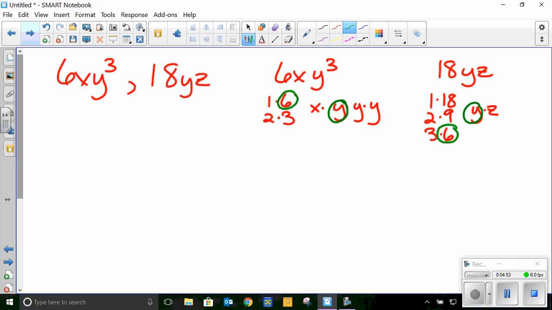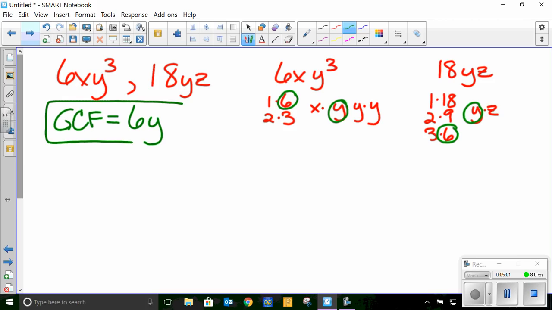So my greatest common factor between these two monomials is 6y, and that is my answer there.